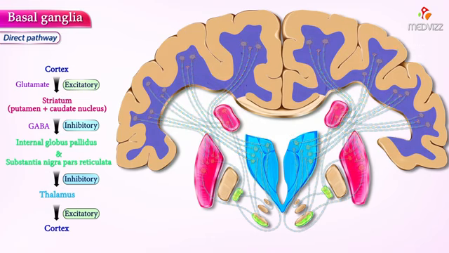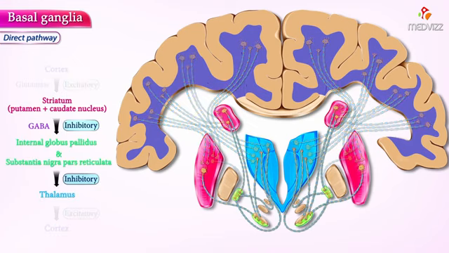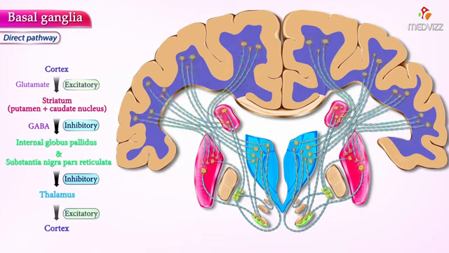Note that functionally, the first and the last are excitatory, whereas the second and the third are inhibitory. This is very important to understand the function of the basal ganglia. This entire system works on a positive feedback mechanism. Now the question arises: how?